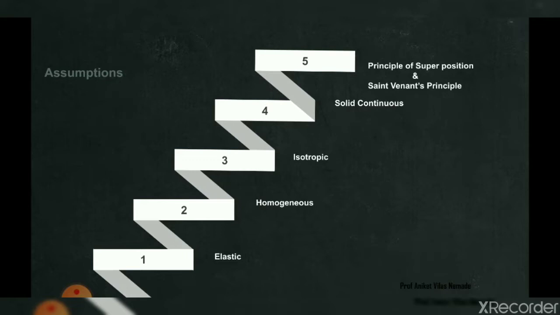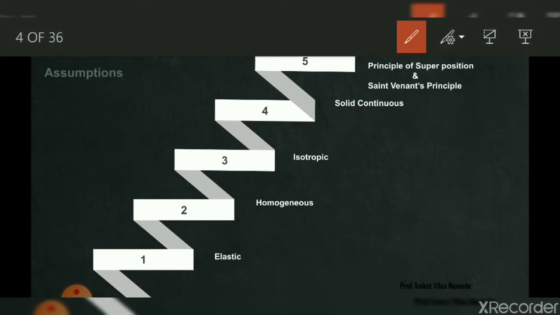The fundamental assumptions of structural analysis: the first assumption is that the body is assumed to be elastic. Then the second assumption is that the body is assumed to be homogeneous. It means the body has identical properties in identical directions at all the points of it, known as homogeneous. Then the body is assumed to be isotropic. It means if the body has identical properties in all the directions at a point, it is known as isotropic.